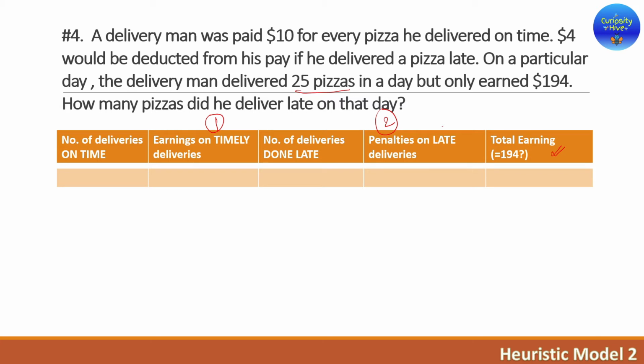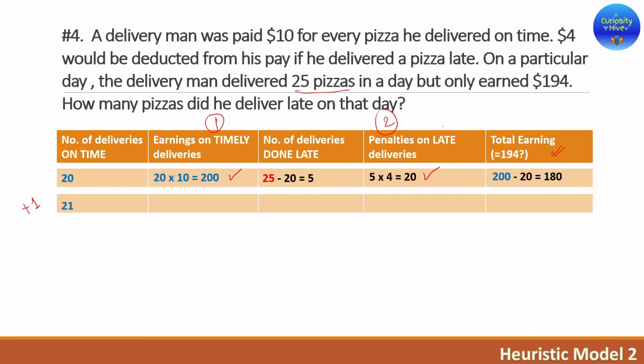So my revenue for 20 timely deliveries will be 20 times 10, which is 200. If 20 is delivered on time, the remaining 5 are delivered late, and the penalty would be 5 times 4, which is 20. Now we'll subtract the penalties from the revenue, which is equal to 180. Now as I told you earlier, since this is less than our target, we are going to add here the number of timely deliveries. So I'll make my next guess to be 21.